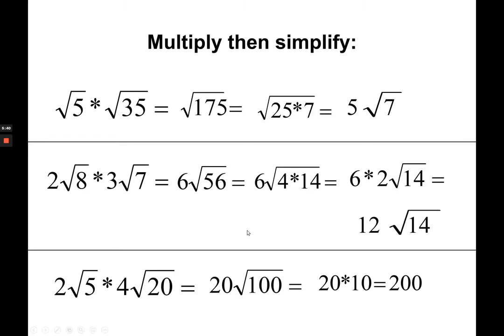Okay? Just remember, if there's a variable, then you just multiply a variable to a variable, a number outside to a number outside, or a variable outside to a variable outside. Okay? Inside to inside, outside to outside. That's how you multiply radical expressions.